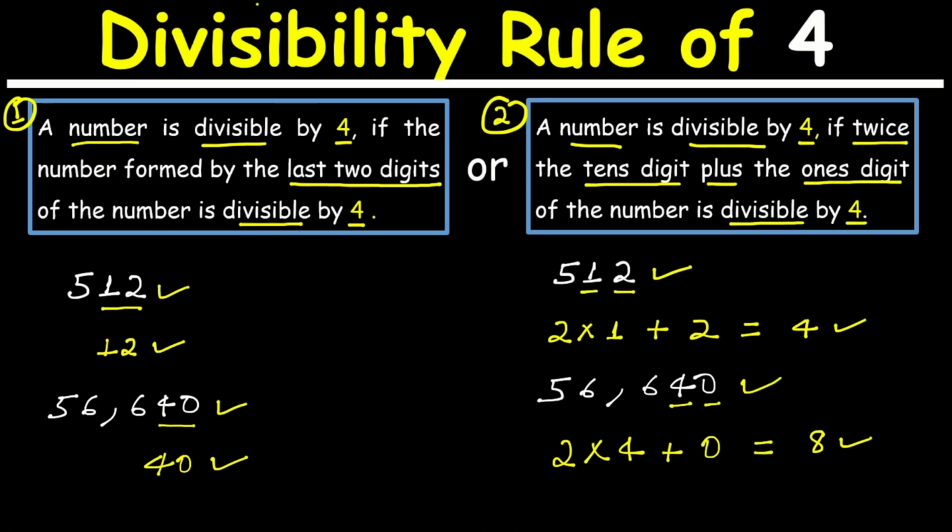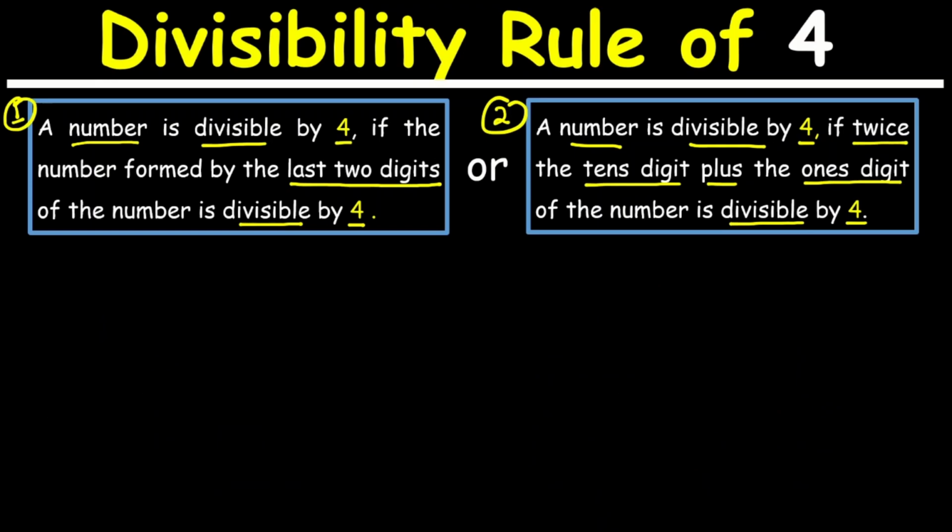Let's see more examples. Is the number 3,508 divisible by 4? Let's use the first rule. The number formed by the last two digits is 08, which is 8. And we know that 8 is divisible by 4. Therefore, as 8 is divisible by 4, the number 3,508 is also divisible by 4.